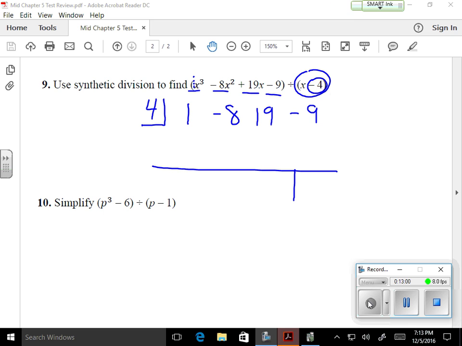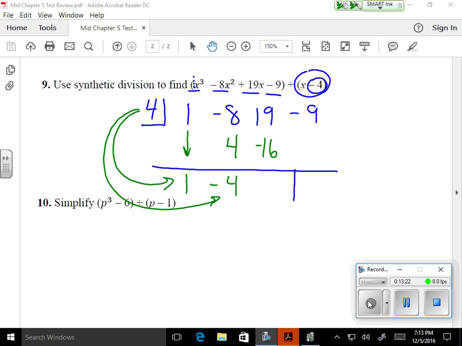So the process is to first bring down the 1 below the line, and then take the 4 times the 1 and put that result here. Negative 8 plus 4 is negative 4. Then I take the 4 times the negative 4, and I get a negative 16. And when I add, I get positive 3. And then last, I take 4 times 3, which is 12. And that gives me a remainder of positive 3.